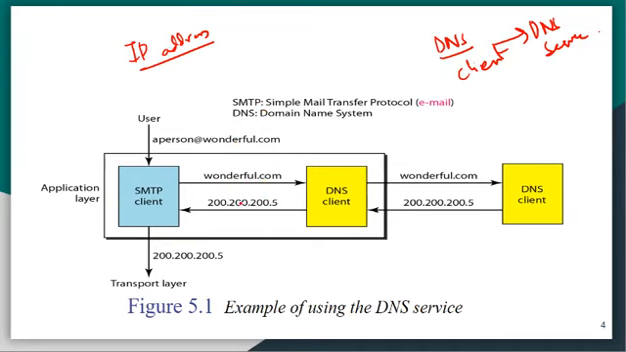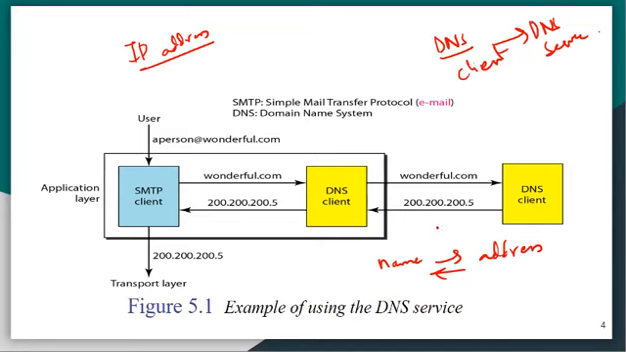Therefore, we need a system that can map a name to an address or an address to a name. So basically, it does both things. First and foremost, it maps the name to an address, and it also does the vice versa, that is, it maps the address to a name also.